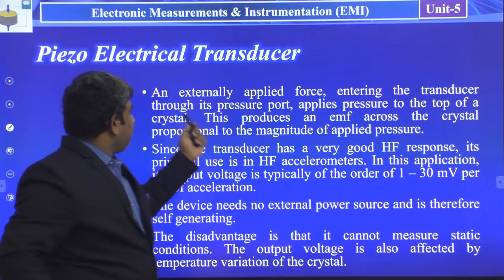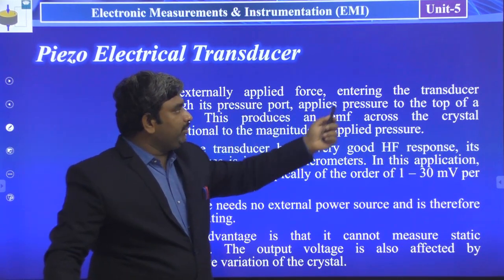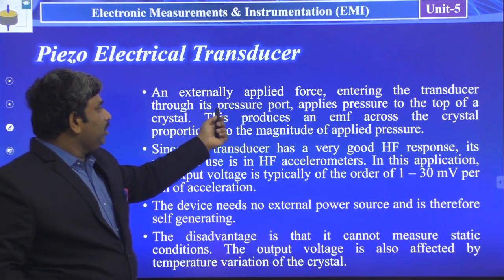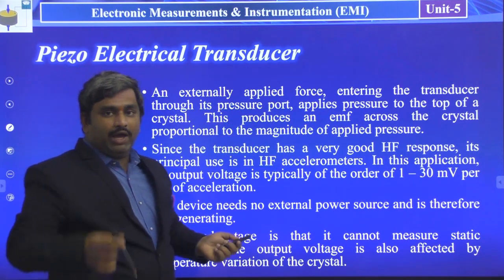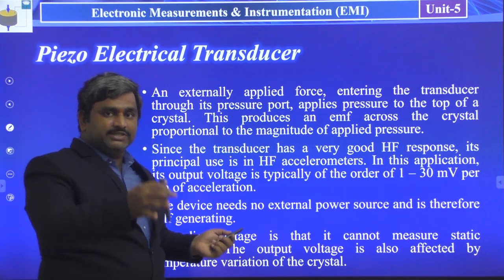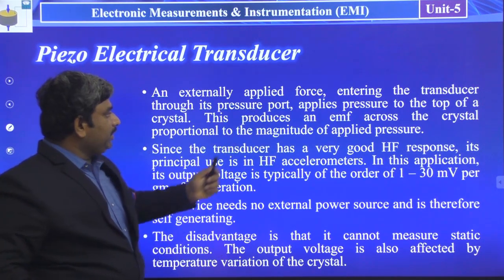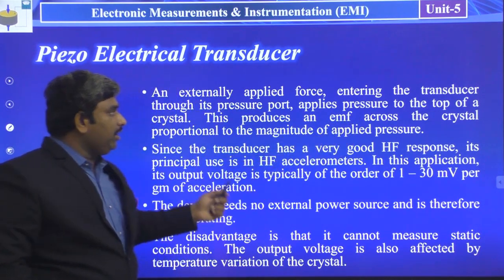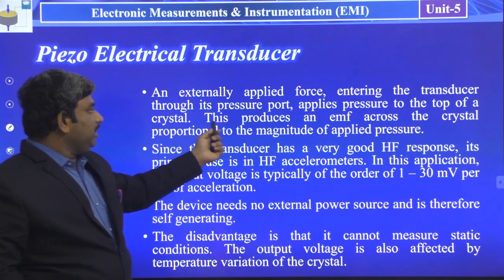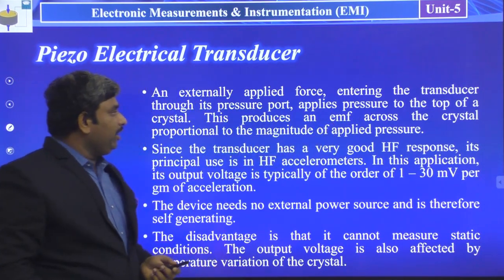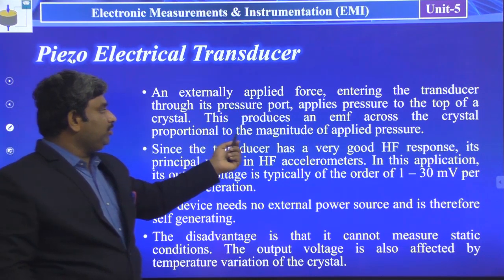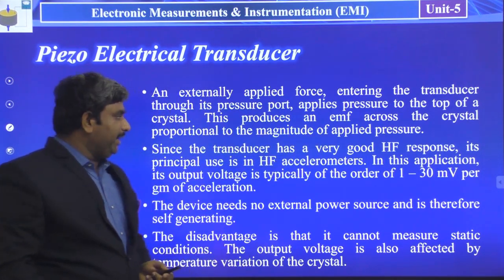Here, an externally applied force enters the transducer through its pressure port. We are arranging a special pressure port. Using that pressure port, force enters the transducer and applies pressure to the top of a crystal. This produces an EMF across the crystal proportional to the magnitude of the applied pressure.